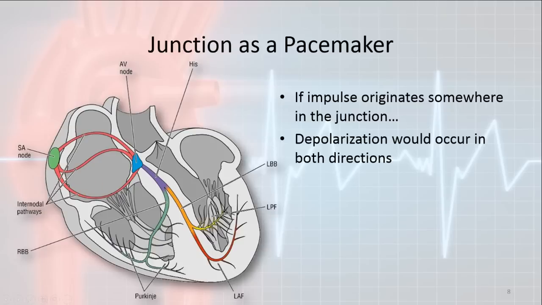The problems that we run into with this kind of stuff is when it comes to the junction as a pacemaker. If the impulse originates, we'll just say, anywhere down here, what can happen is the signal can travel up in this direction and it can also travel down in that direction. What that will do is cause alterations in the depolarization of the heart and how you see it on the monitor itself.